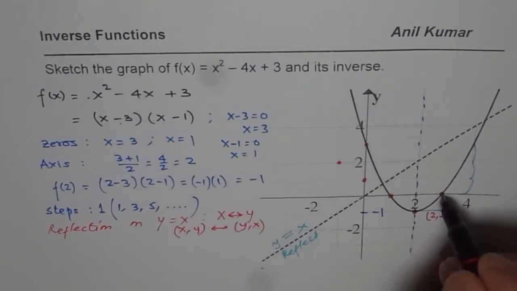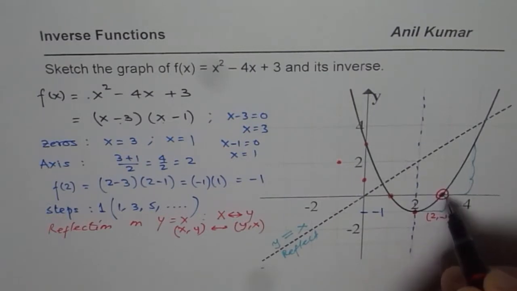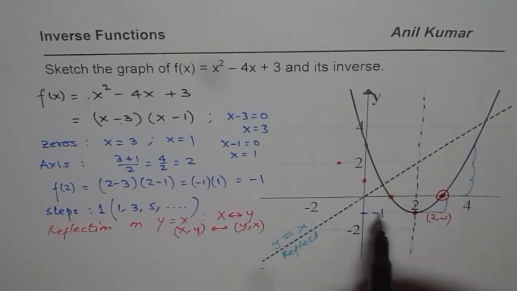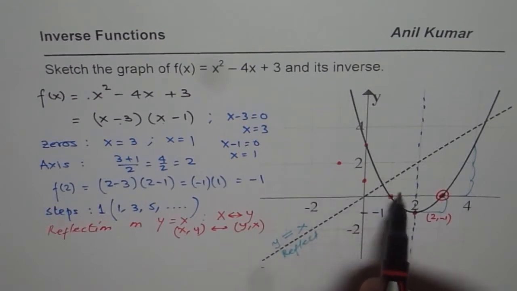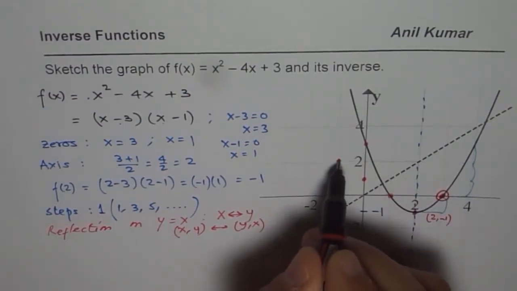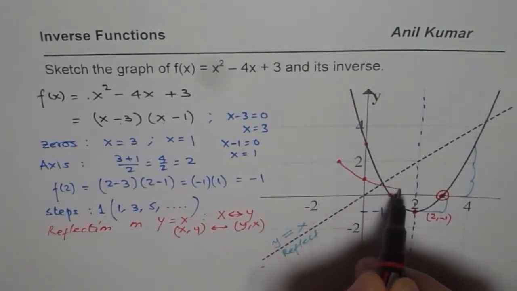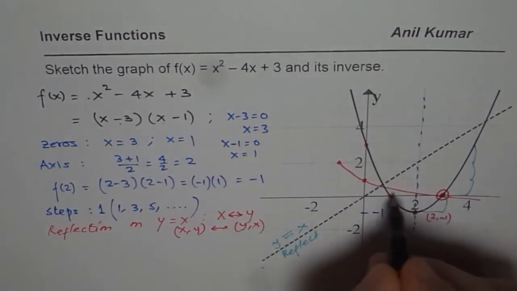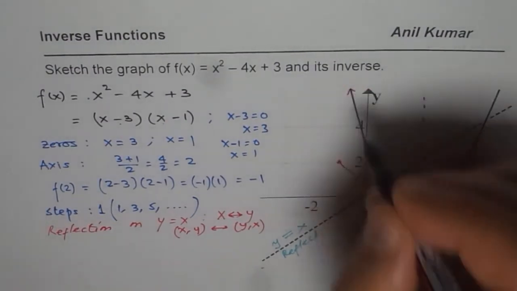Let me make a bigger point. I think that's better. Likewise, you can see we already have these points for this parabola. Let me sketch this half before getting confused, because I put the points in the same ink. It is kind of like this. This is this half of the parabola.